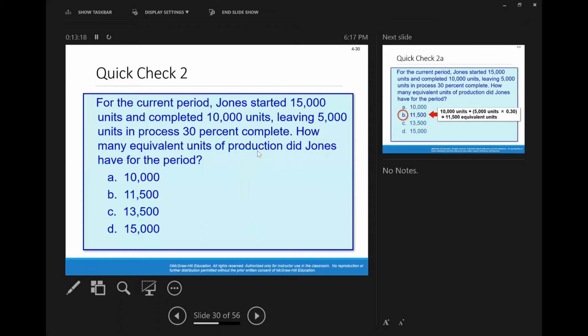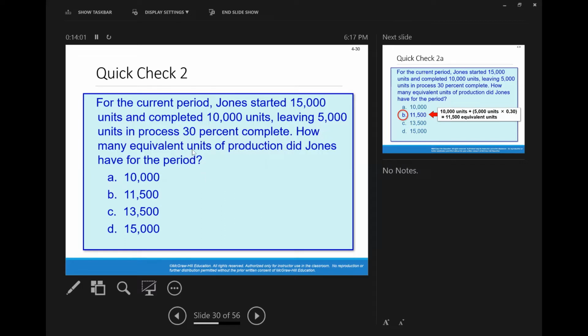For the current period, Jones started 15,000 units and completed 10,000 units, leaving 5,000 units in process 30% complete. How many equivalent units of production did Jones have for the period? So how many did we have completed? We had 10,000 completed. So those came out. And then it says we're leaving 5,000 units in process that are 30% complete. So we have to take the 5,000 times the 30%, which is 1,500.